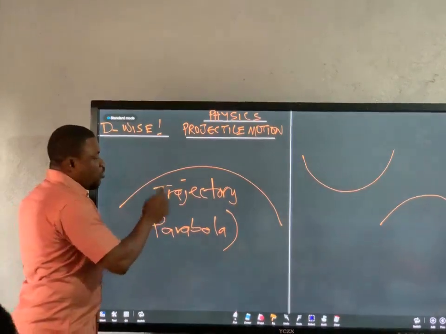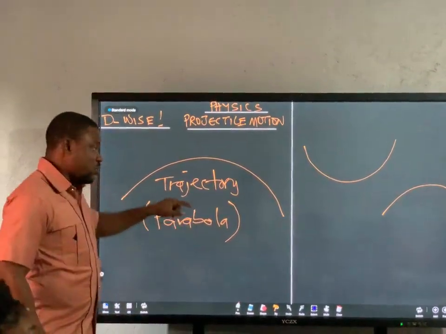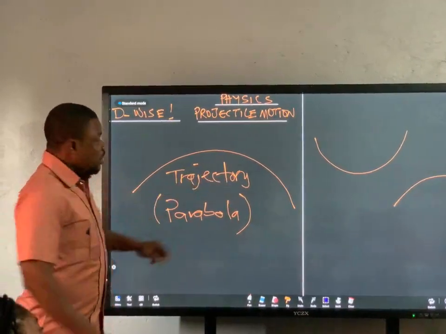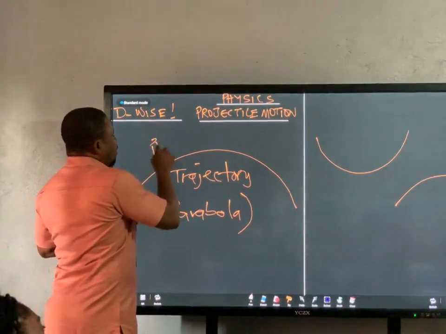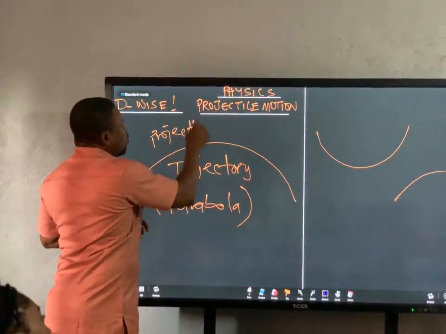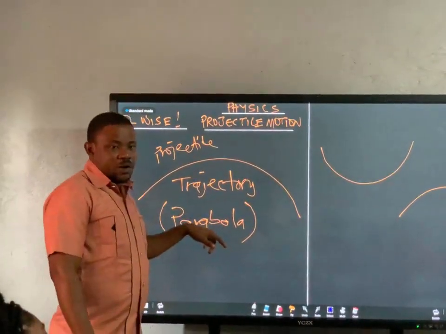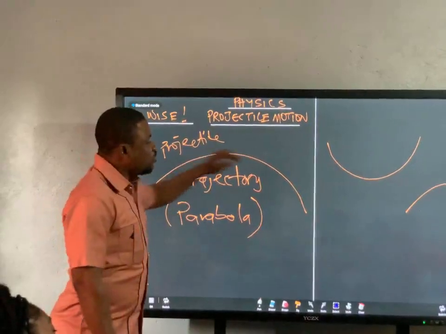If the trajectory of the object is a parabola, what do I say trajectory is? The path along which the object travels. Do you understand? The object is now called what? The projectile. So a projectile is an object whose trajectory is what now? A parabola. Do you get that? The path along which it travels is a parabola.